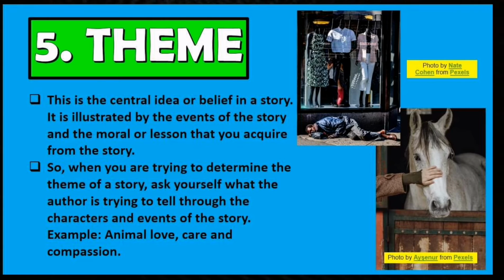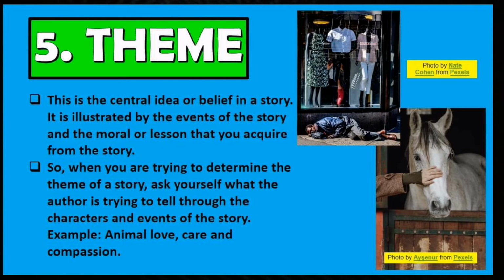And we're now on the number 5 element, which is the theme. When we say theme, this is the central idea or belief in the story. It is illustrated by the events of the story and the moral or lesson that you acquire from the story. So when you are trying to determine the theme of a story, ask yourself what the author is trying to tell through the characters and events of the story. Example: animal love, care, and compassion.